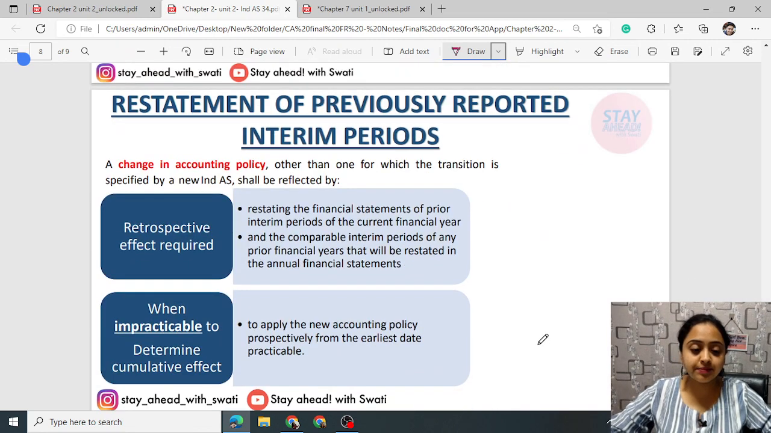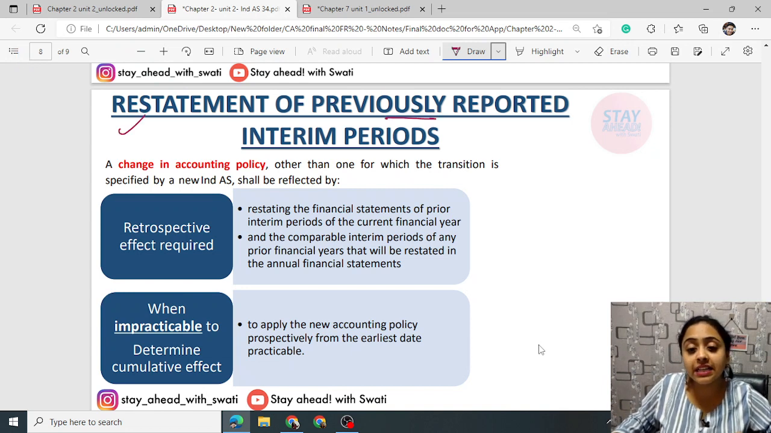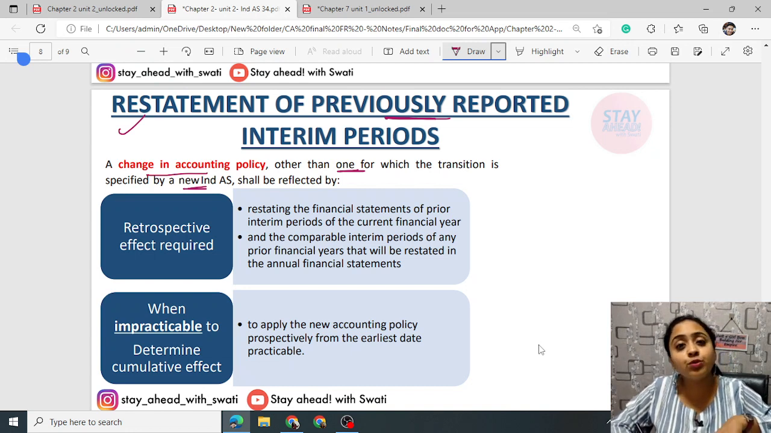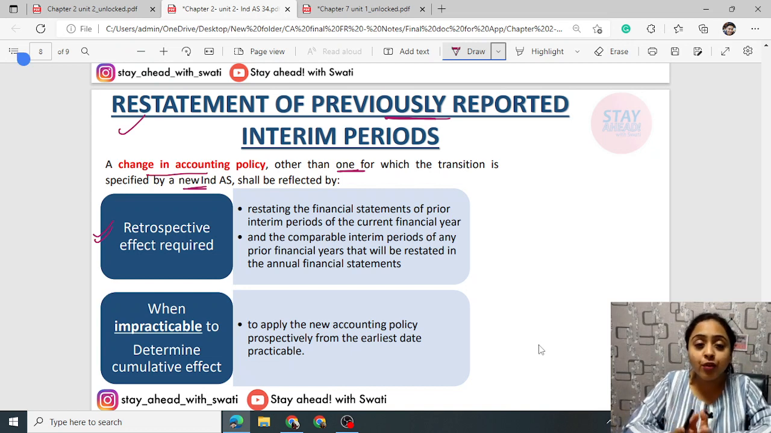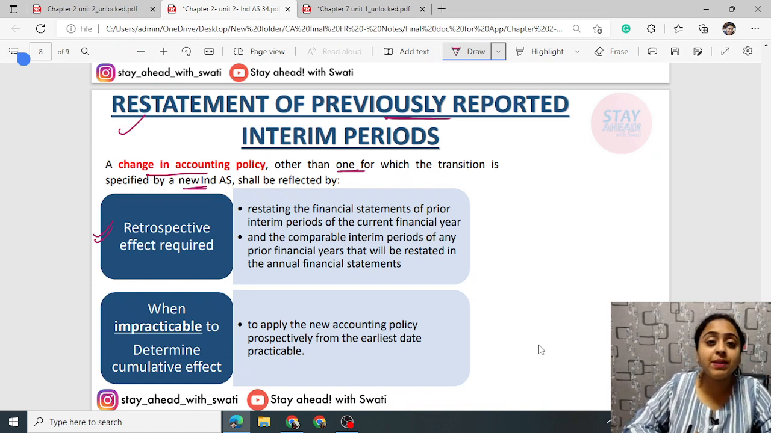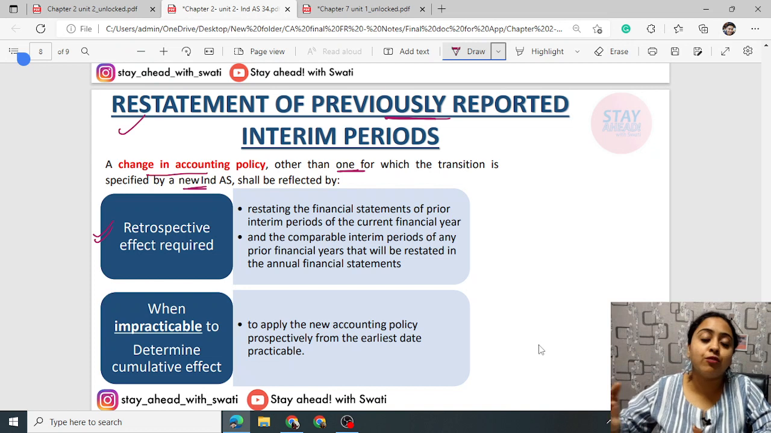Let's see next. Restatement of previously reported interim periods. This means what? A change in accounting policy other than one for which the transition is specified by a new Ind AS shall be reflected. If there has been any change in accounting policy, a new standard has been brought in and applied, then it can be applied retrospectively or prospectively. Retrospectively means from the previous period, before the current date, whereas prospective means from the current date onwards.